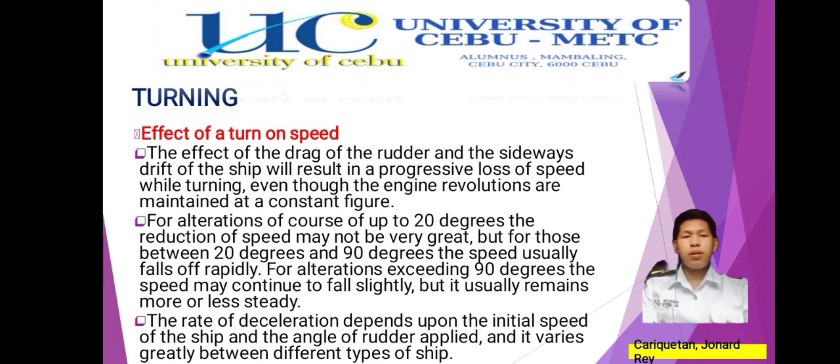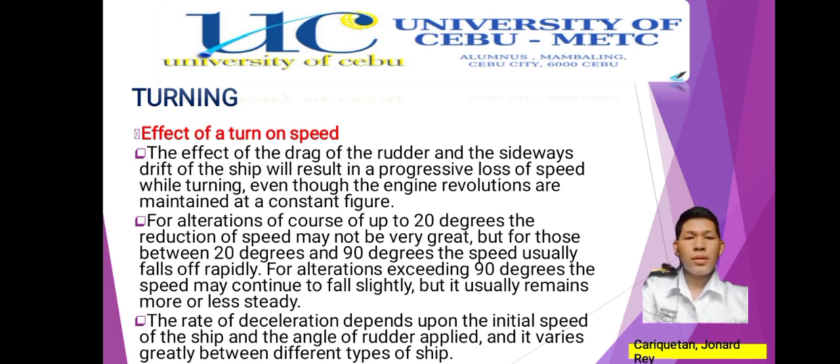Even though the engine revolutions are maintained at a constant figure, for alterations of course of up to 20 degrees, the reduction in speed may not be very great, but for those between 20 degrees and 90 degrees, the speed usually falls off rapidly. For alterations exceeding 90 degrees, speed may continue to fall slightly, but it usually remains more or less steady. The rate of deceleration depends upon the initial speed of the ship and the angle of rudder applied, and it varies greatly between different types of ship.